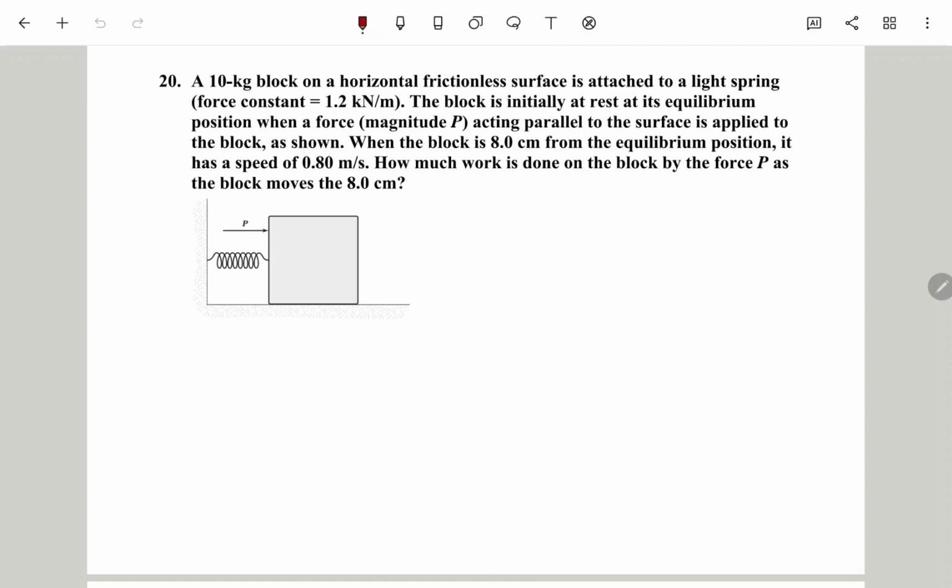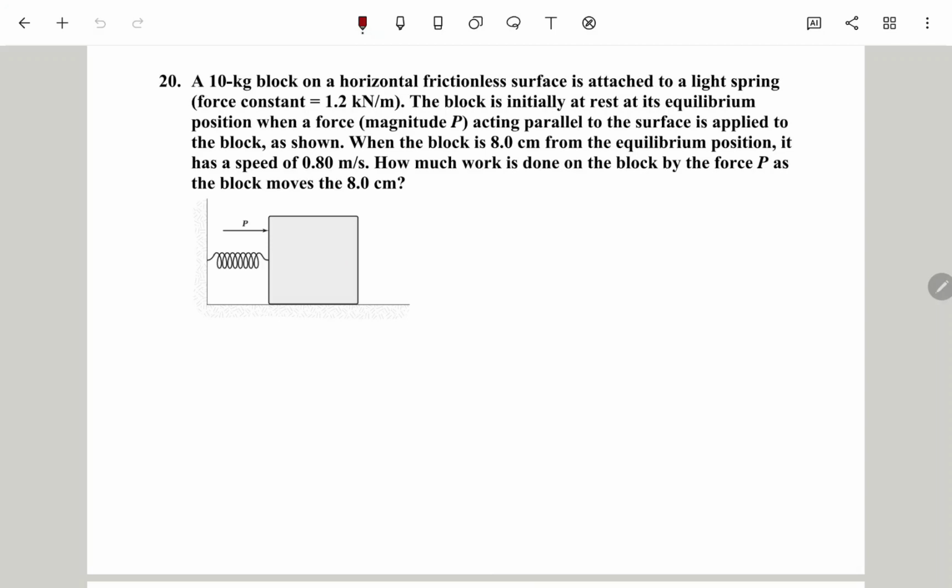A 10 kilogram block on a horizontal frictionless surface is attached to a light spring, force constant 1.2 kilonewton per meter. The block is initially at rest at its equilibrium position when a force of magnitude P acting parallel to the surface is applied to the block, as shown. When the block is 8 centimeters from the equilibrium position, it has a speed of 0.8 meter per second. How much work is done on the block by the force P as the block moves the 8 centimeters?